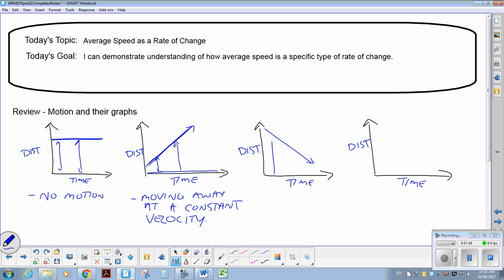The next one you're looking at is this one here. So now your distance is decreasing. So that means you are moving toward home at a constant velocity. All right, so those are your 3 important or key ones for us.